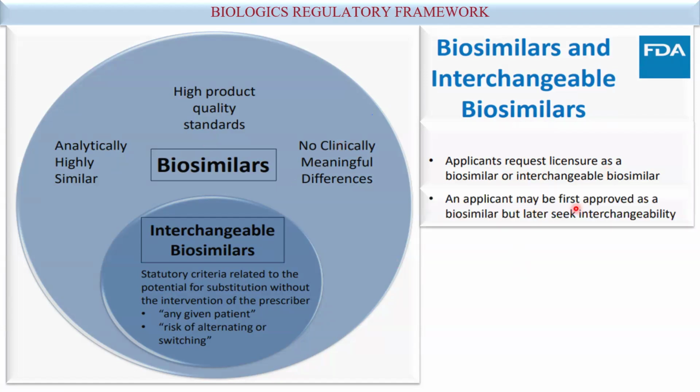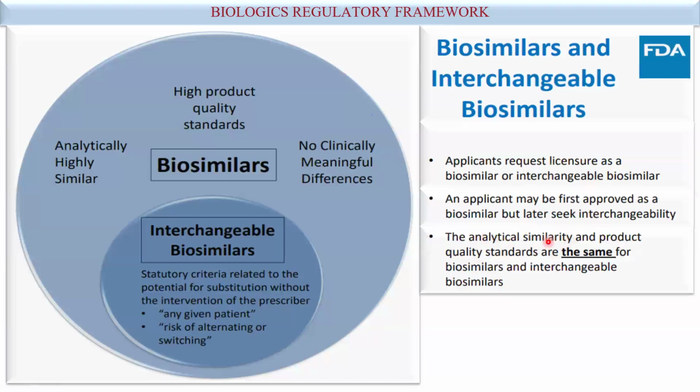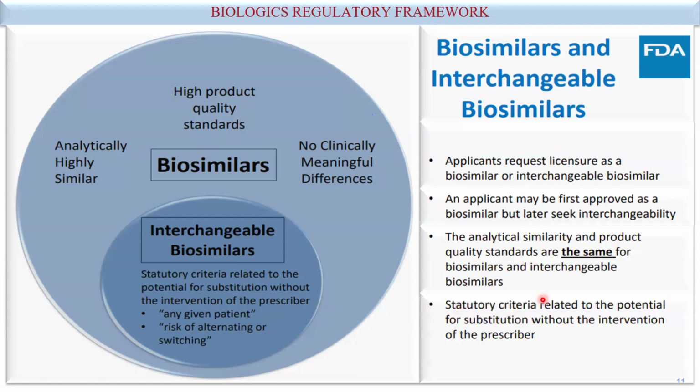An applicant may be first approved as a biosimilar, but later seek interchangeability. This is how Biocon Biologics has done it and got approval in the market. The analytical similarity and product quality standards are the same for biosimilars and interchangeable biosimilars; there is no differentiation. And the statutory criteria relate to the potential for substitution without the intervention of the prescriber. So this is how we get the benefit from the approval authority.